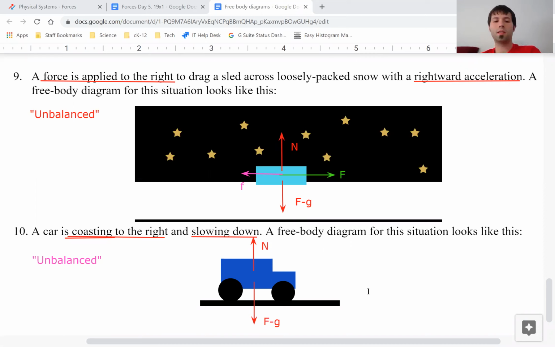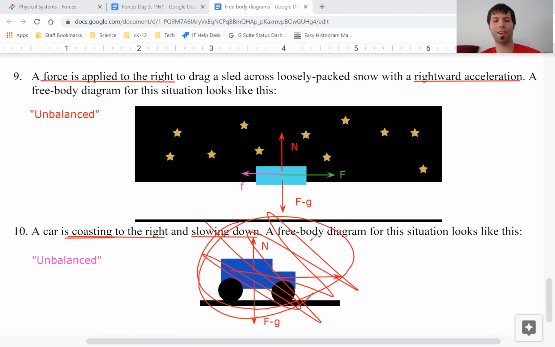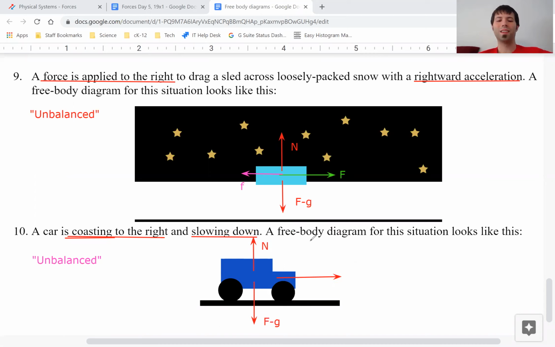Now you might be tempted to say that it is coasting to the right, so there should be an arrow to indicate that forward motion, right? A lot of people make the same mistake, but let me just tell you that this is not right, okay? If it's coasting to the right, remember velocity is not a force. It's coasting to the right, but it is slowing down. So we have to think about which direction it is accelerating.